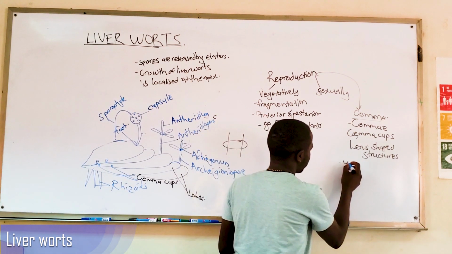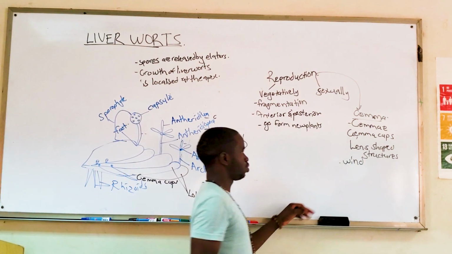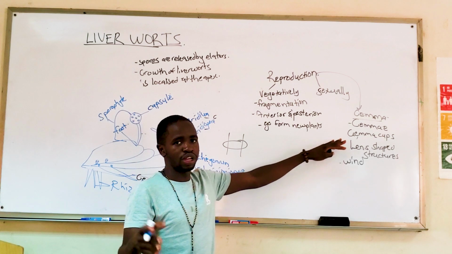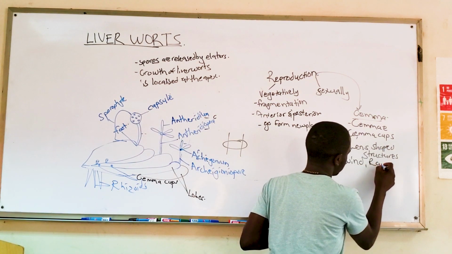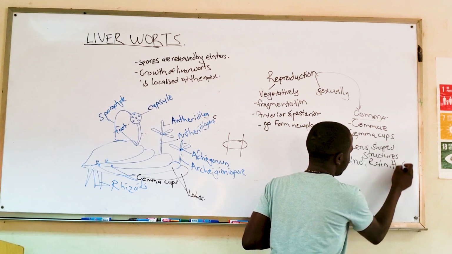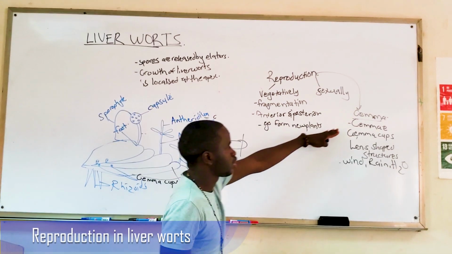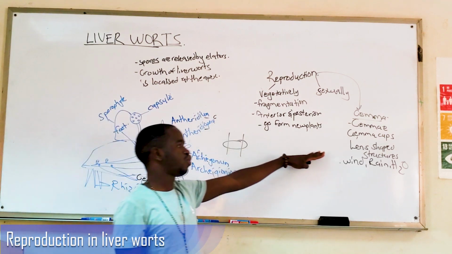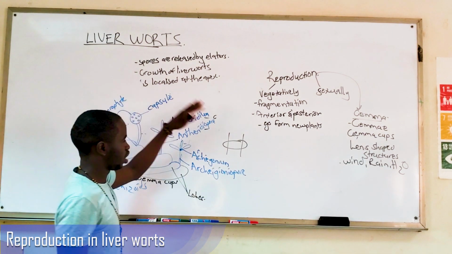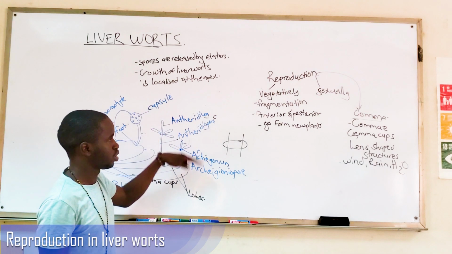But when wind is present, wind will force these gemma cups to open and release their gemmae, and in the presence of rain, that means we have a lot of water, these gemmae will germinate to form new liverworts, and they are also common in mosses.